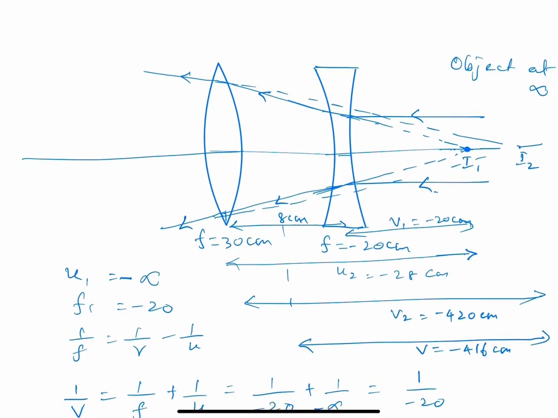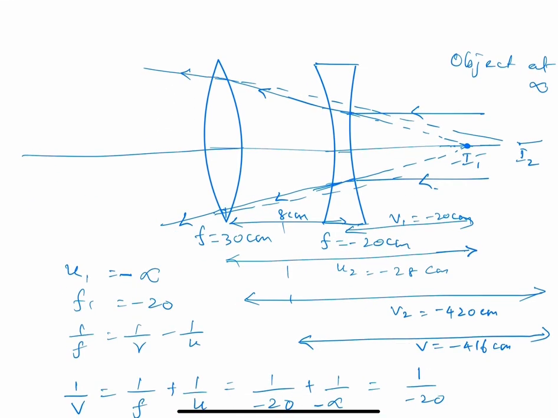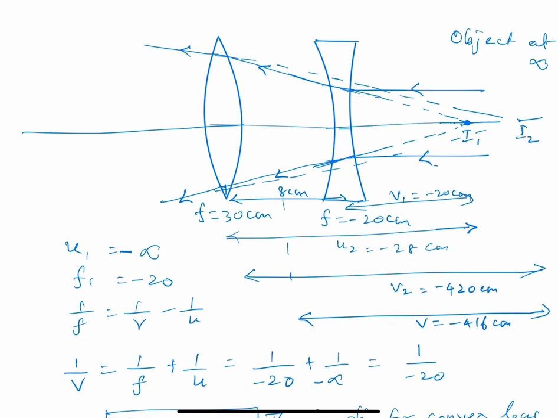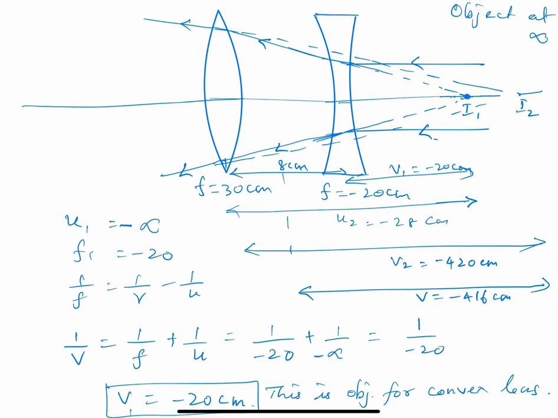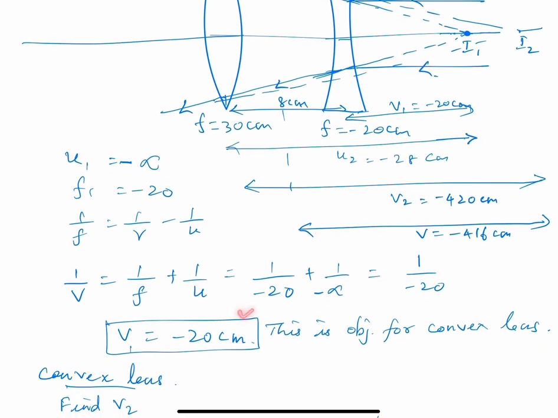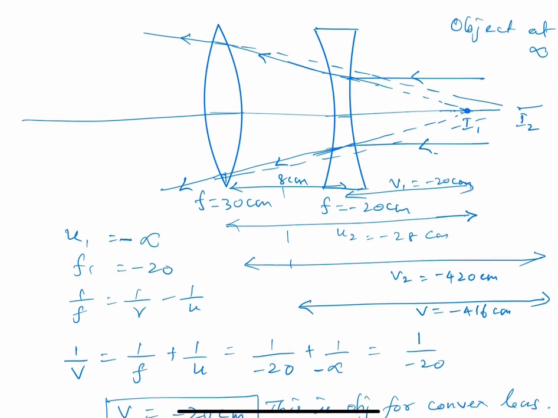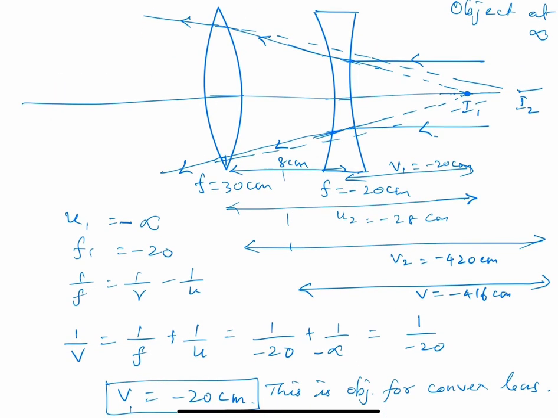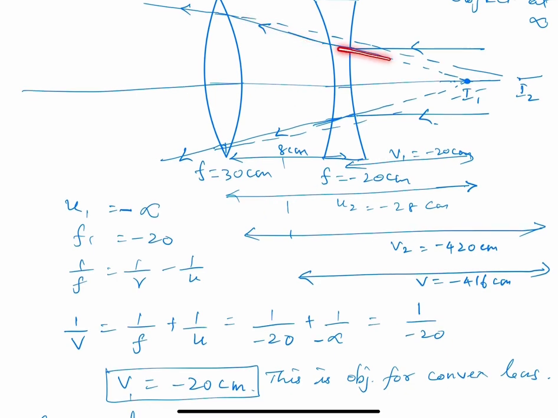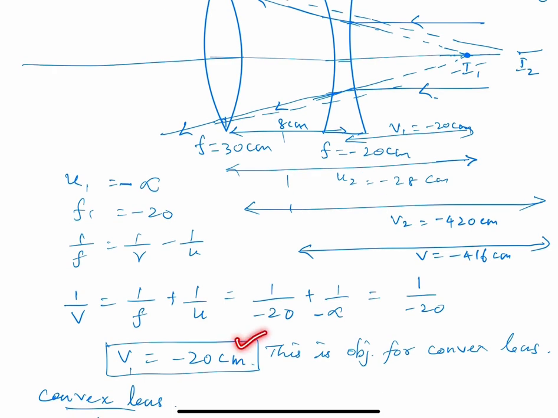Now let us consider the next case, when the incident ray is falling initially on the concave lens. So here it falls. We will find its image distance. The object is at infinity, f1 is known, and we are finding v1. It is minus 20 centimeter. When a ray of light falls here, it gets diverged, and it appears to diverge from this point. So the image formed by the first lens is minus 20 centimeter.